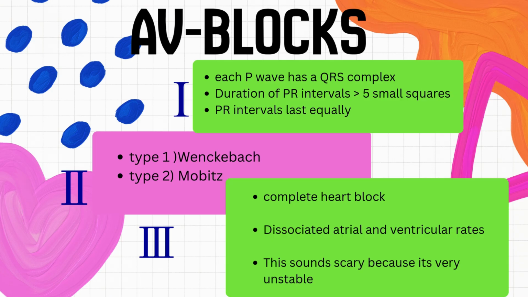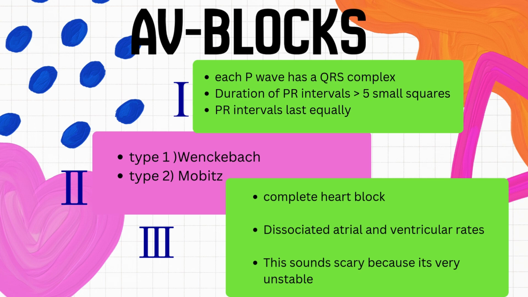But what is very important, and what we need to distinguish on EKG among bradyarrhythmias, are AV blocks. We have 3 different types of AV blocks: type 1, type 2, which is also called Mobitz, and type 3, which is also called complete heart block.